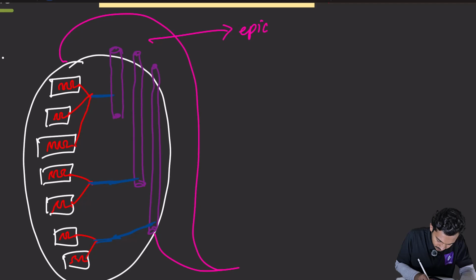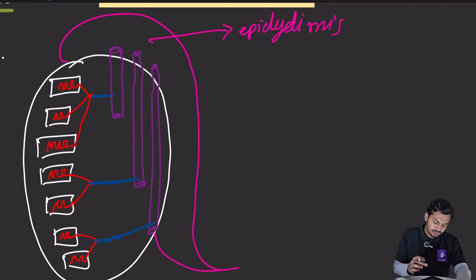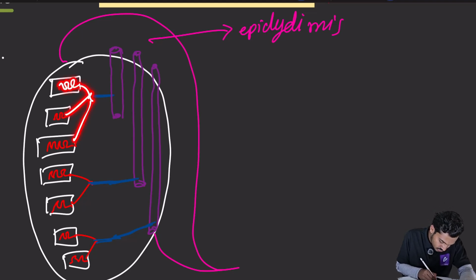This is the epididymis. Understood? So आप देख सकते हैं दोस्तों, what is happening here? This is the seminiferous tubules. Seminiferous tubules are joining to form rete testis. Rete testis, they are opening in purple color tubes.